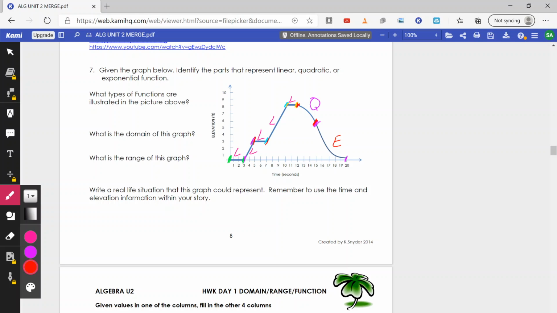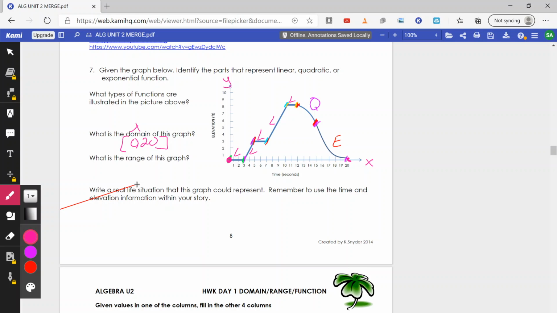Now the domain again is your x values. And x values are read left to right, so x versus y. So I want to go from my start to my finish. And I can see I go from 0 to 20. And again, it's all connected, so I'm using interval notation. I solidly hit 0, I solidly hit 20.